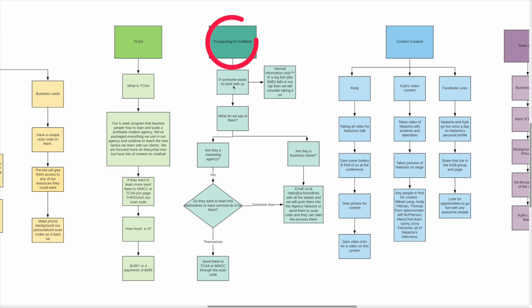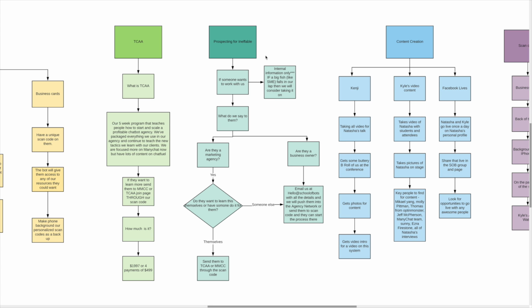So if someone wants to work with us, this is internal only. This is something that we want to make sure that we're not saying to anyone, but we have a clear understanding inside of our system here. If a big fish like Social Media Examiner, who's one of our clients, falls into our lap again, then we're going to consider taking that on. We're not necessarily in the market right now for a new client, but if a big fish like that were to fall in our lap, then we'll go ahead and take that on and consider that.